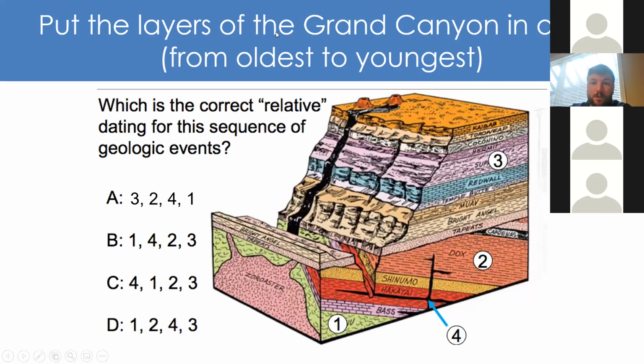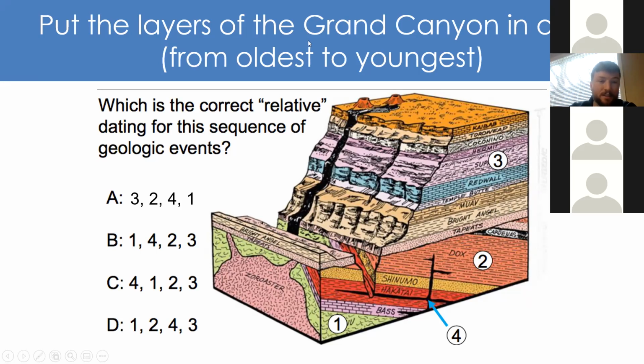All right, so let's take a look at this figure. We're talking about relative dating. So which one came first, second, third. So go ahead and type your answer into the chat. We have 1 at the bottom here. 4 is pointing to this black feature here, which is a dike, which is an igneous dike. 2 is this Dox formation, and 3 is this purple formation.